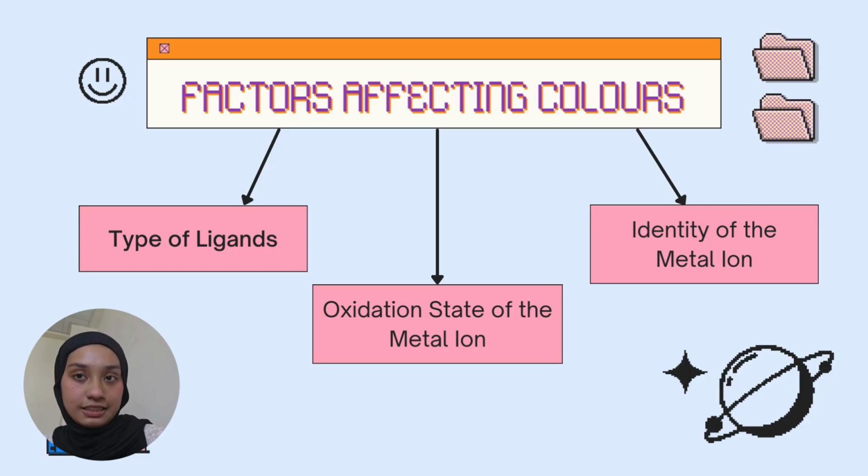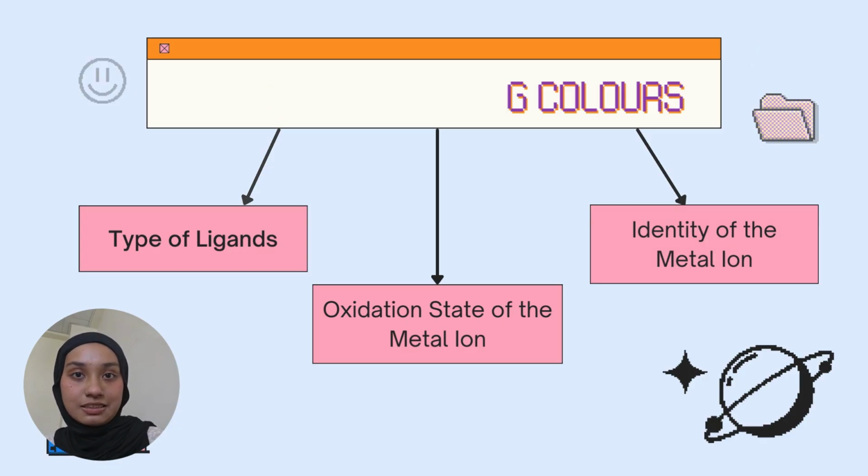The second factor is the oxidation state of the metal ion. A higher oxidation state increases the attraction between the metal ion and the ligands, resulting in a larger delta and a shift in the wavelength of light absorbed. The third and last factor is the identity of the metal ion itself. Different metal ions have different electron configurations and orbital energies, which influence the size of delta and therefore the color observed, even when bonded to the same ligands.